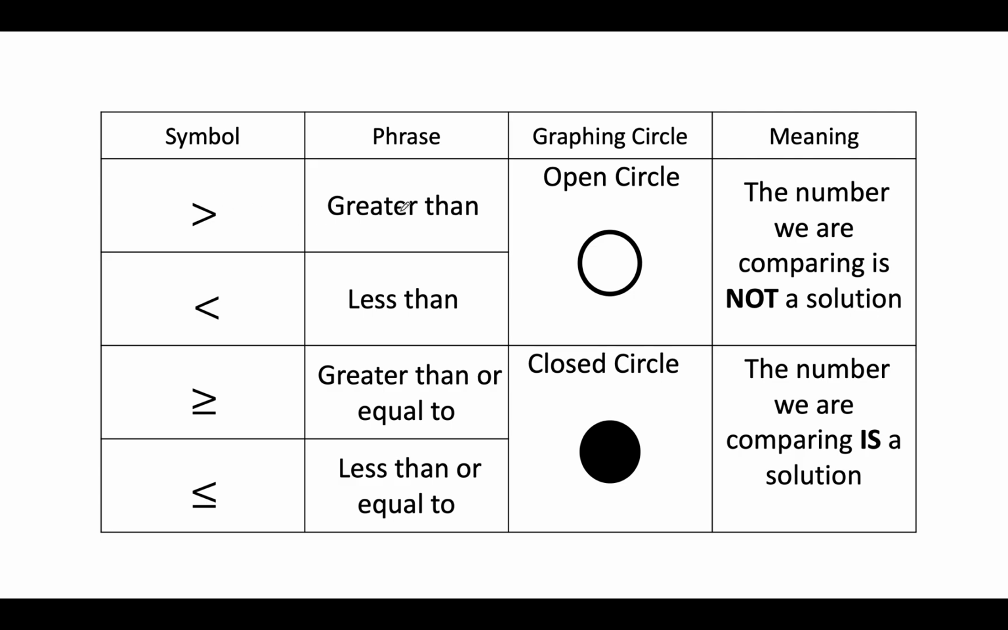So again, we have our symbols. We have greater than and less than, greater than or equal to, and less than or equal to. As you notice, if it's greater than or less than, our graphing circle will be an open circle. And if it's greater than or equal to or less than or equal to, it'll be a closed circle. An open circle means the number we're comparing is not a solution, and a closed circle means the number we're comparing is a solution. The big thing there is because we can have equal to, and that equal to makes the number we compare a possible solution.